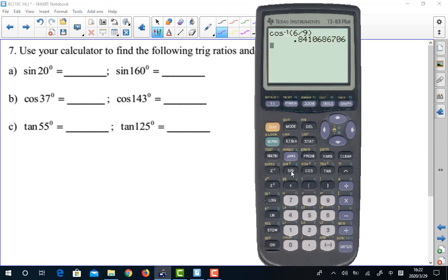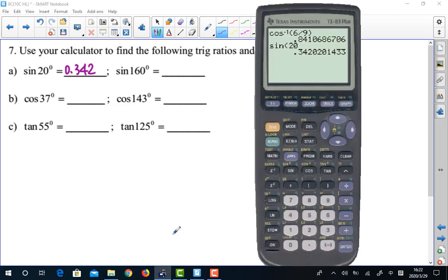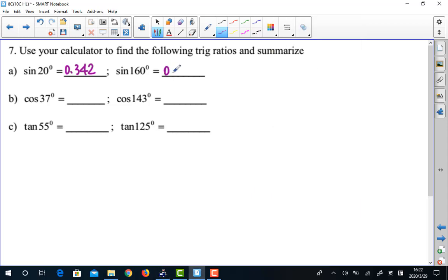So sine 20 degrees is 0.342. Let's look at sine 160. Sine 160 degrees is 0.342, exactly the same as sine 20. Therefore, we can see sine 20 equals sine 160 degrees.